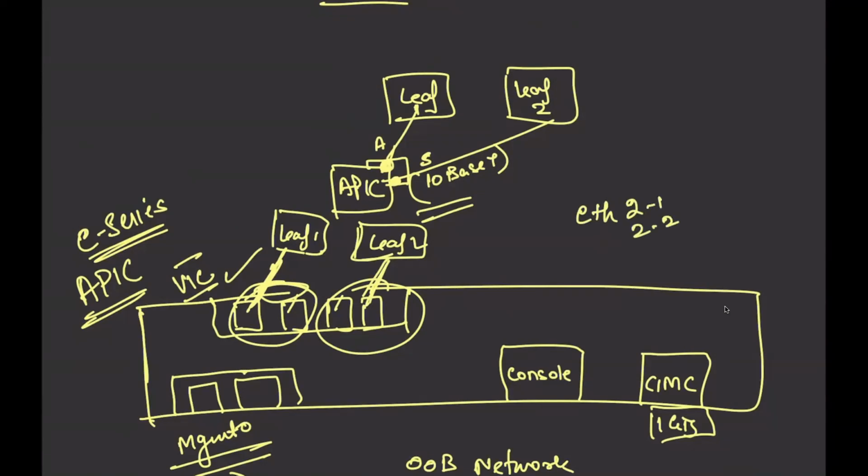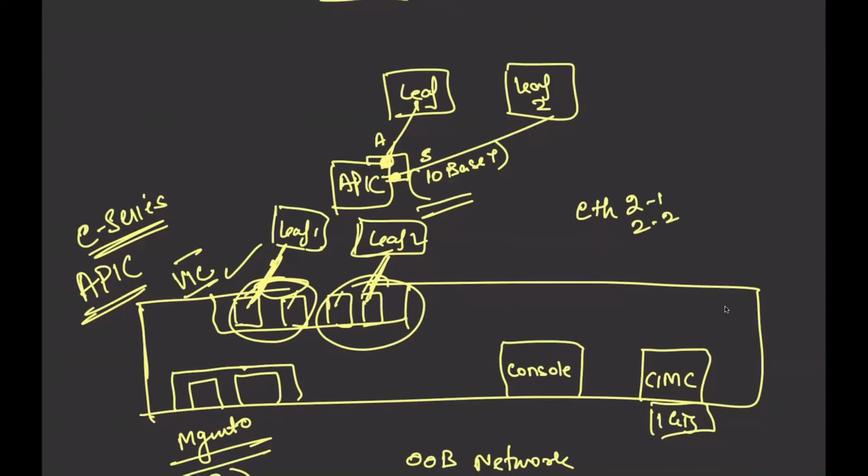So that means on the leaf side, we don't need to configure something like VPC or anything like that? No, nothing. You don't need to configure anything on the leaf side. Okay, automatically it's going to do your job.